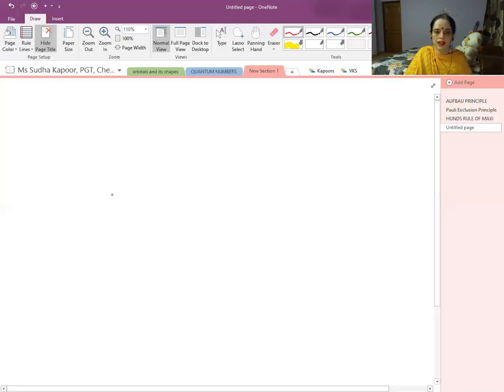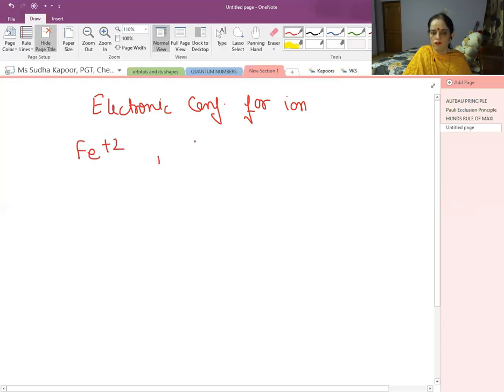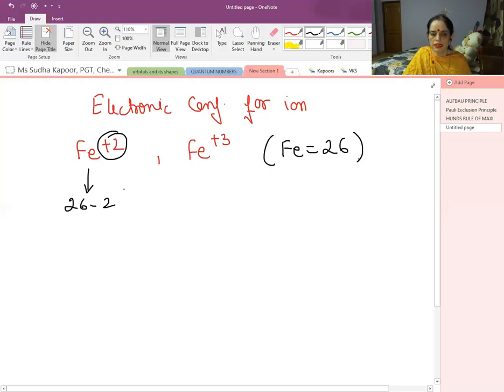Okay, students, let us write the electronic configuration for ions also, because a number of times the students do it in an incorrect manner. For example, we are going to write for ferrous and ferric. Ferrous and ferric ion configuration is to be given. Now the teacher gives that Fe is equal to 26, the atomic number. So what the students usually do, they do 26 minus 2, that is Fe2+, 2 electrons are removed, and they usually write for 24. And in case of Fe3+, they directly write for 23.